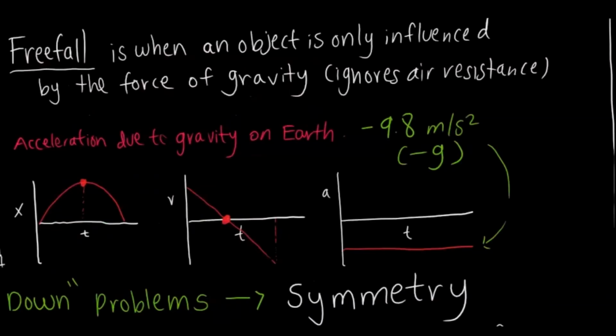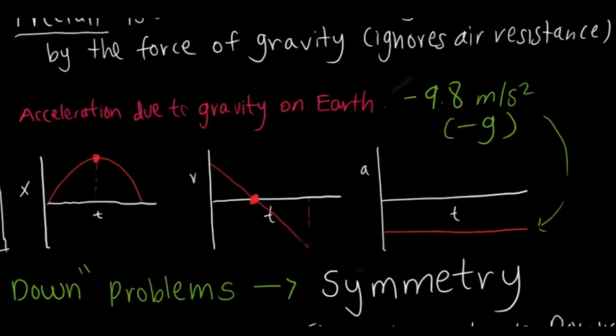Now we want to look at free fall. So this is when you just throw an object into the air and then you want to analyze its motion, or let's say you dropped a ball from a cliff. So this is where the only force acting upon that object is the force of gravity, and we're ignoring air resistance. And the acceleration due to gravity on planet Earth is negative 9.8 meters per second squared. It really is 9.8 meters per second squared, but because it's acting downwards, it's negative little g.